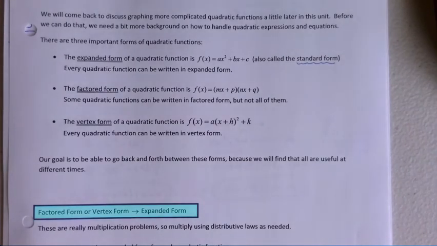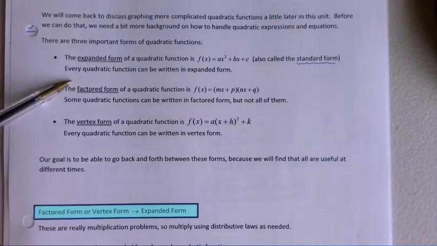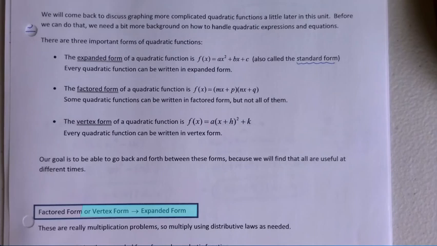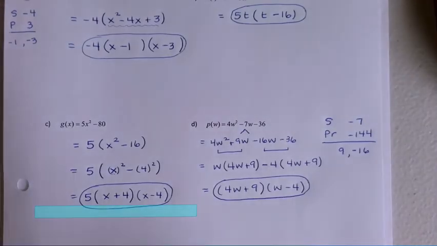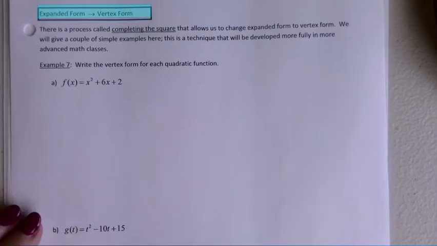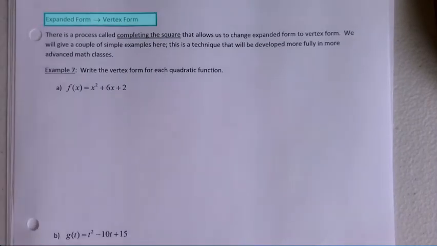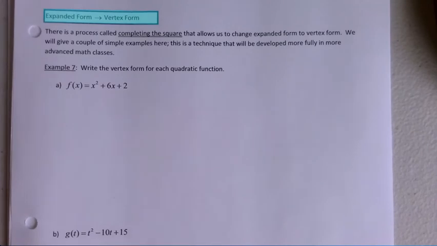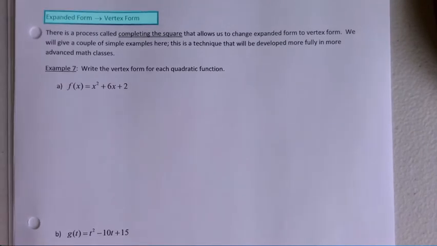And what we haven't talked about at all is how to take a function that starts in one of these forms and turn it into vertex form. So that's the very last thing in this section. The process for taking an expanded form and turning it into a vertex form is something called completing the square.